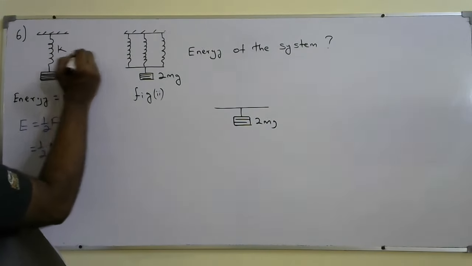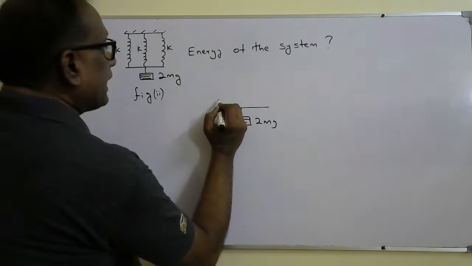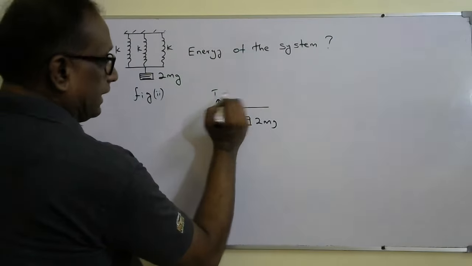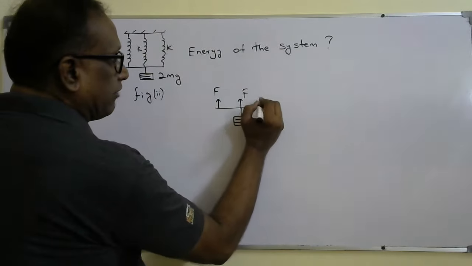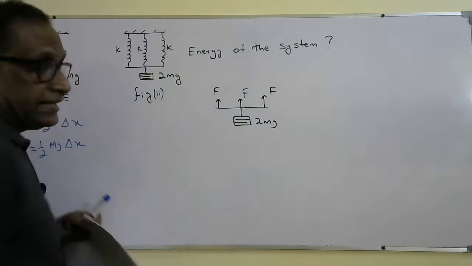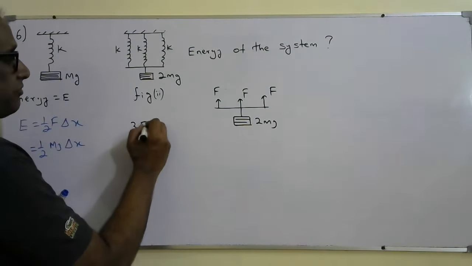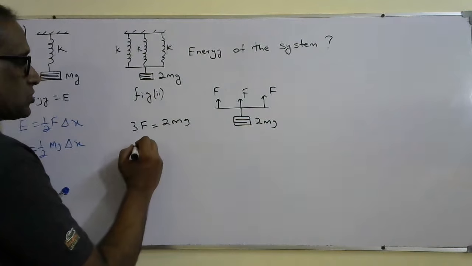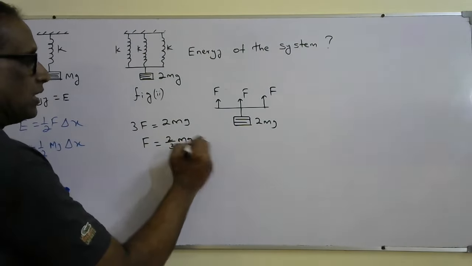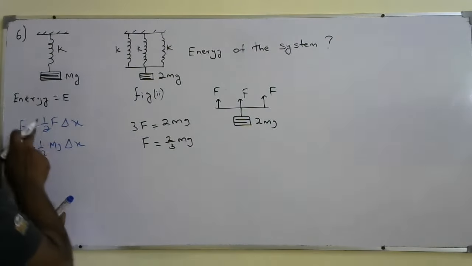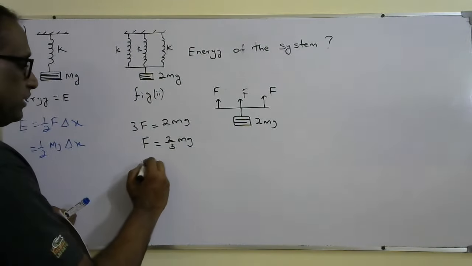The tension on each spring we normally call F in this topic. So 3F is equal to 2 mg, so the force acting on one spring is 2/3 mg. That is, the force is 2/3 of the force acting here. We know that they all have the same spring constant, so F equals k delta x, or F is directly proportional to x since all have the same spring constant.